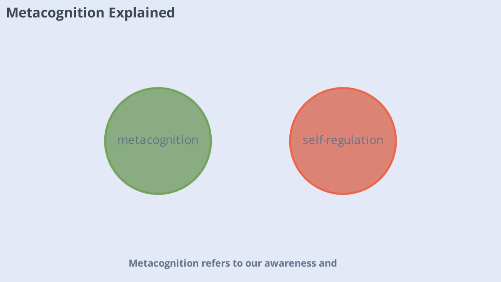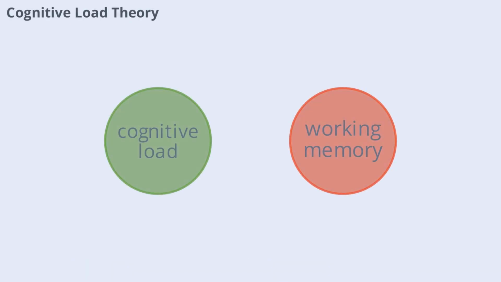Metacognition refers to our awareness and understanding of our own thought processes. It involves monitoring and regulating how we learn, remember, and solve problems. Metacognitive strategies include planning, self-monitoring, and evaluating progress. By developing metacognitive skills, learners become more effective and independent. Teachers can foster metacognition by encouraging students to reflect on their thinking and learning strategies, leading to deeper understanding and better academic performance.